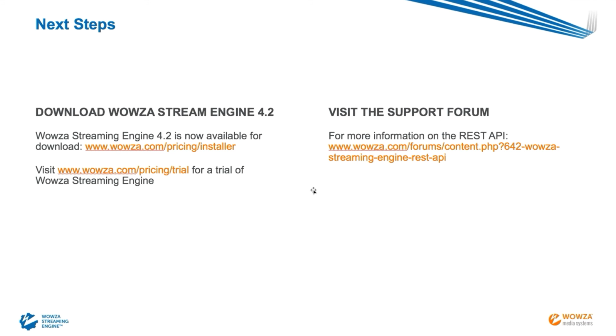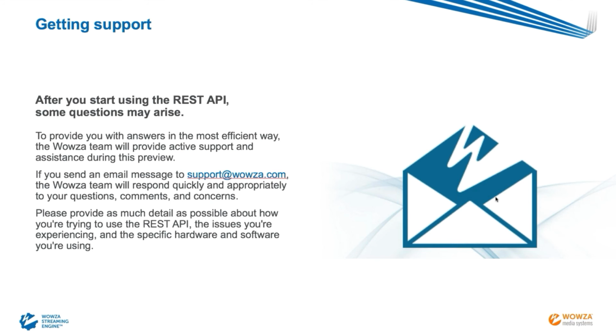But I do want to point out, if you do want to download Wowza Streaming Engine 4.2, you can also sign up for a trial and visit our support forum as well, where we have information on the REST API. The one thing I wanted to point out about support is, with the REST API, as you continue to develop, questions are sure to arise. Send an email to support@wowza.com. The more information we get in the support ticket, the quicker and more efficiently we can respond.